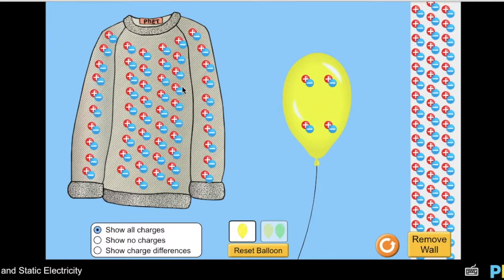So here we see a neutral sweater, a neutral balloon, and a neutral wall, because all of the positively charged nucleuses are balanced by the electrons, the little negative charges on the outside of those atoms. The way the simulator does this, it's a really simplified way of showing the atom with just a plus sign and a minus sign, but that's pretty much what we think of when we're talking about these charged particles in the atom: a dense, positively charged nucleus with as many electrons surrounding it as there are protons inside of it. And normally things are balanced.